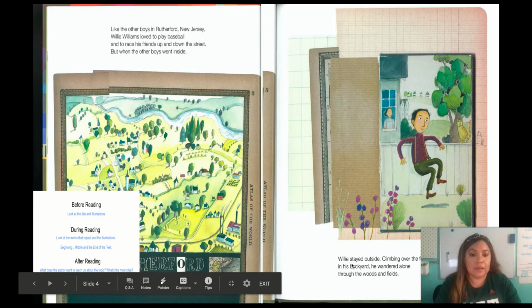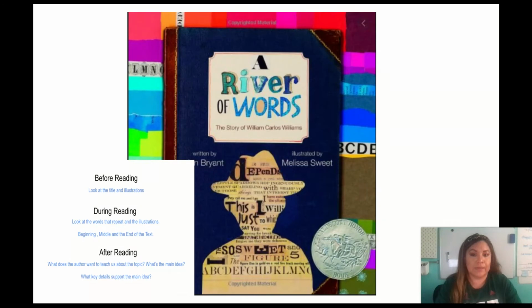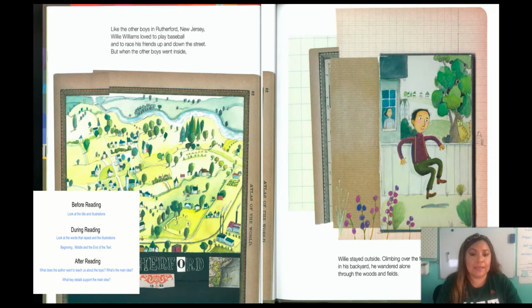And my topic is Willie Williams. And if I look at my cover, it says the story of William Carlos Williams. So I think on pages 3 and 4 that the topic is Willie Williams. Now I'm going to read it a second time, and now I'm going to look for repeating words and the illustration to find more about Willie Williams, because that is my topic for these 2 pages. So what does the author want me to learn about Willie Williams?